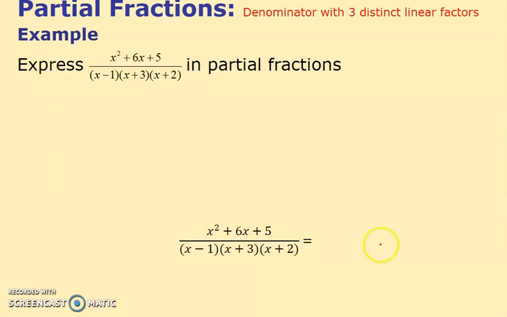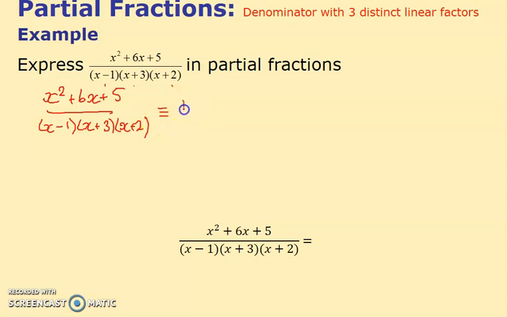This is exactly the same, apart from now I've got 3. Now I did show you adding them when you have 3, but we do the same trick. X squared plus 6x plus 5 over the x minus 1, x plus 3, x plus 2. So what will I write? I'm going to write equals, well, identical to, a over the first one plus b over the second one plus c over the third one.